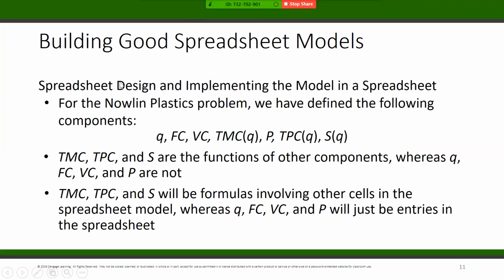So for the spreadsheet design and implementing the model in the spreadsheet for the Nolan Plastics problem, we've already defined the following components. The TMC, the TPC, and the S are functions of the other components, whereas Q, FC, VC, and P are not. Those are fixed, or we're trying to decide what value they should take, as far as Q goes. The TMC, TPC, and S will be formulas involving other cells in the spreadsheet model, while Q, FC, VC, and P are just going to be single entries. If we do it like a table, it's going to have Q equals a number, FC equals 234,000, for instance, and so on.